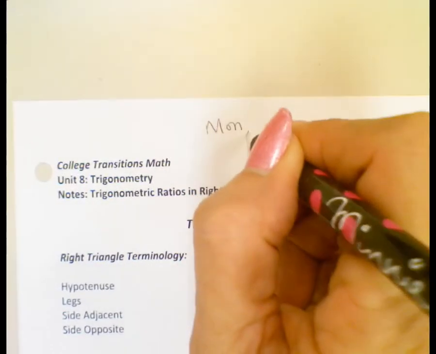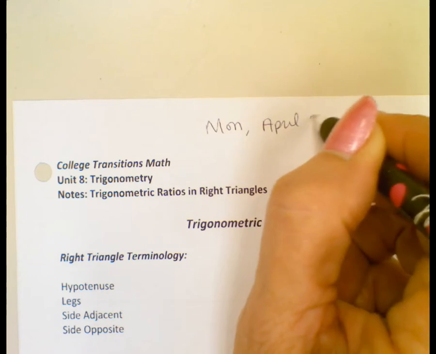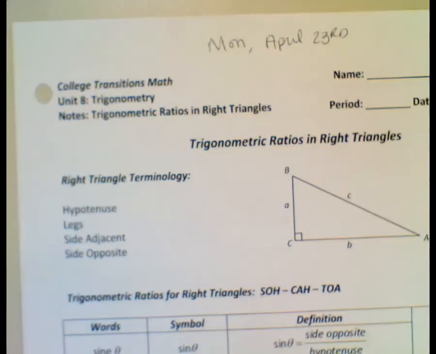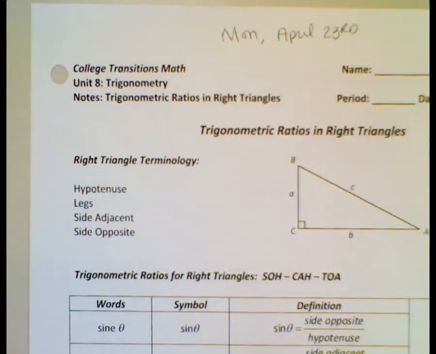Okay, today is Monday, April 23rd, and today we're doing trig ratios and right triangles. So there's a lot of vocabulary in this section.